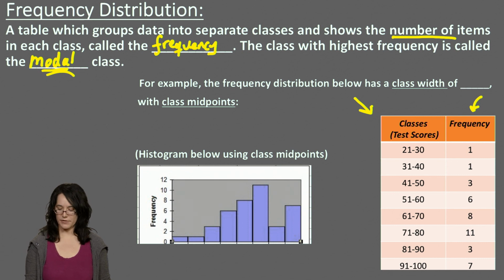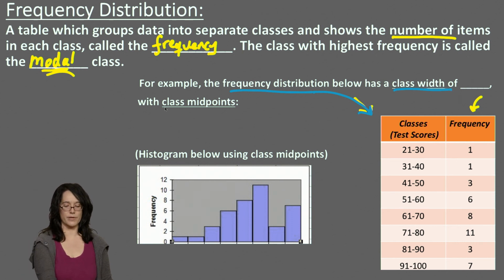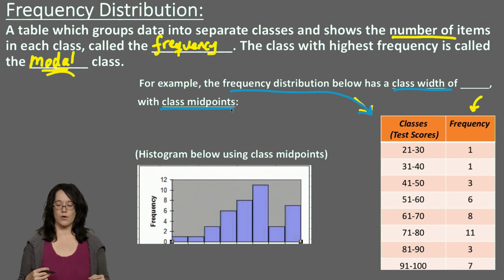So let's head over to an example of a frequency distribution on the slide here. In our example, which is down here, we introduced the terminology of class width, and another word that we're going to learn is class midpoints. So what do we mean by these terms? Well, width typically is going to tell us how far apart your extremes are.